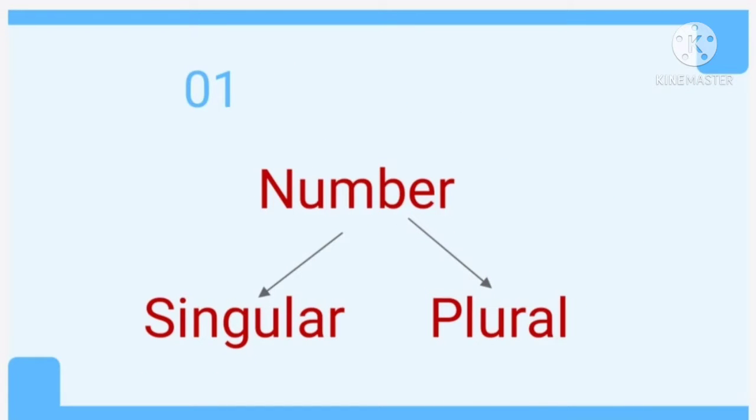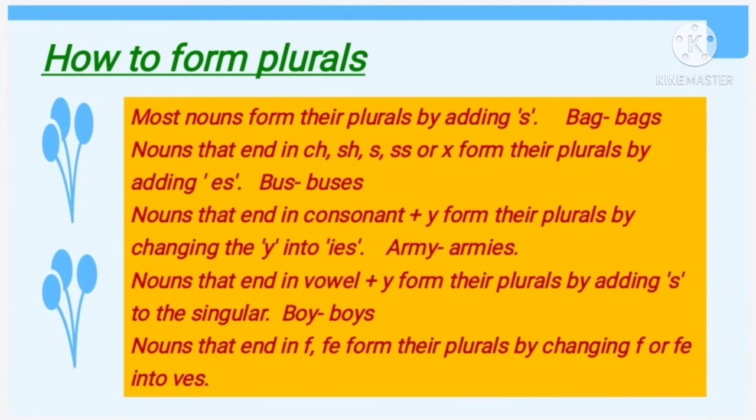Students, nouns that stand for only one person, animal and thing, we call them singular number. And the noun words which stand for more than one person, animal and thing, we call them plural number. So nouns can be singular and plural. Singular means one and plural means more than one. Let us see some rules of how to form plurals.